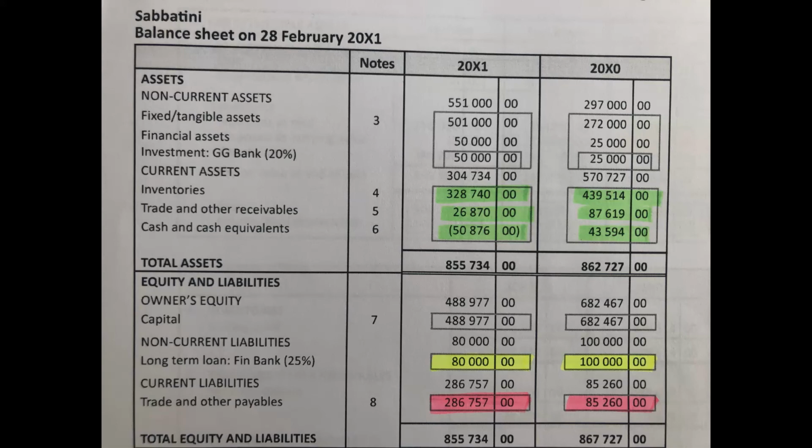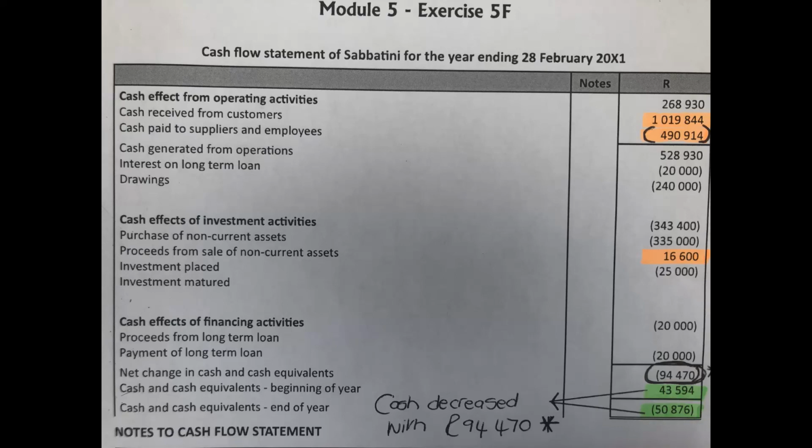All right. So what does that mean? It means our loan was 100,000 and the loan decreased with 20,000 and it's now only 80,000. So that means it was an outflow of cash because we paid 20,000 on that loan. We paid it back to FinBank. Okay, so that is why we write that payment of long-term loan in brackets, the 20,000, because it was an outflow of cash. All right. So that was the only entry under the cash effects of financing activities.